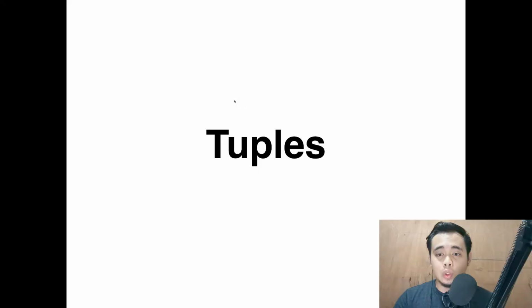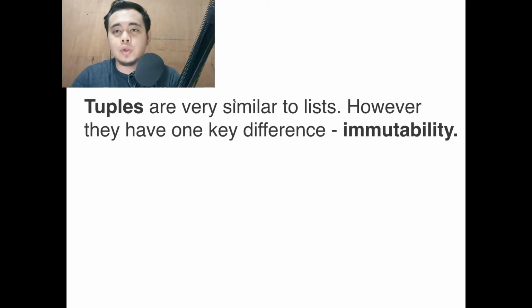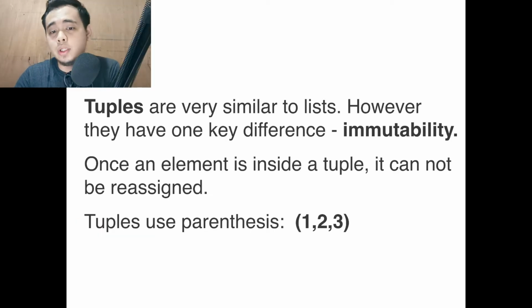But if you're already done watching them, we can continue with our next lesson, and we will be talking about tuples. Tuples are very similar to lists, however they have one key difference, which is immutability. When you say immutable, it means that you cannot change the characteristics of an object. That is the one key difference between lists and tuples. Once an element is inside a tuple, you cannot reassign it and you cannot change its value by item assignment. You can use parentheses as their syntax.